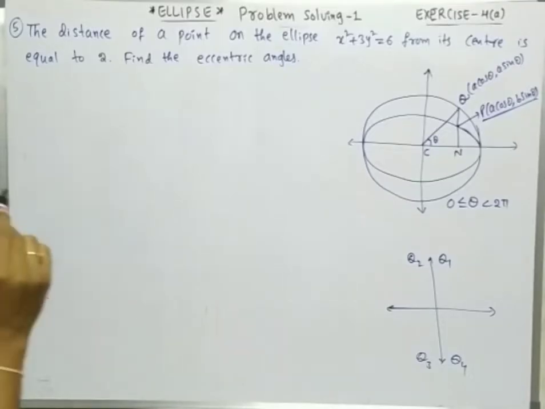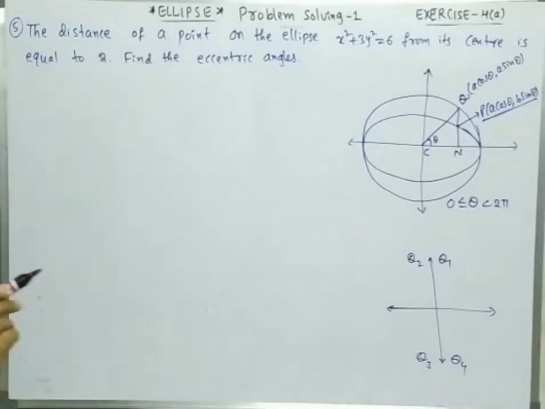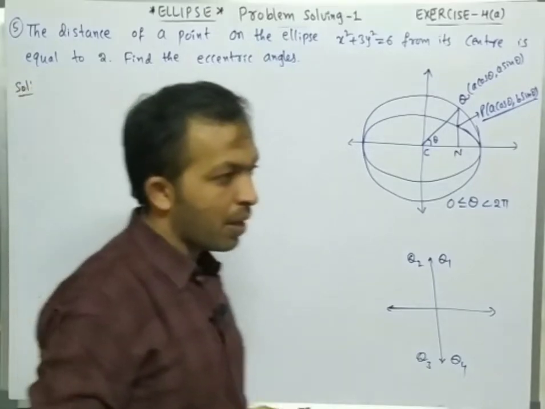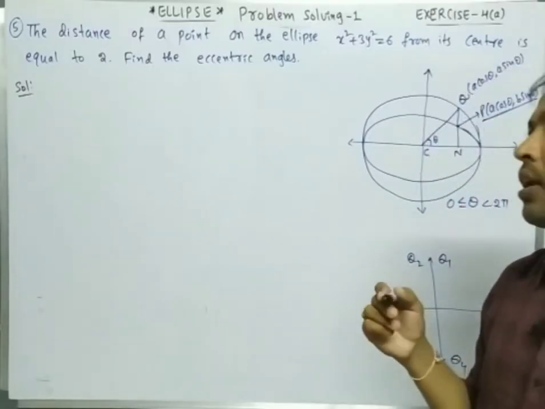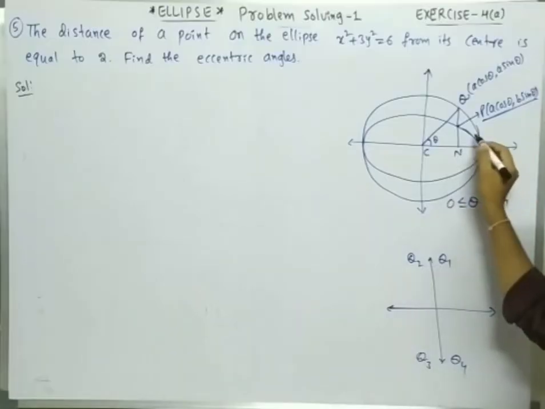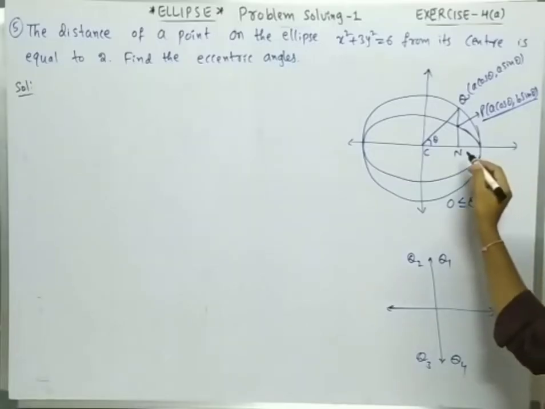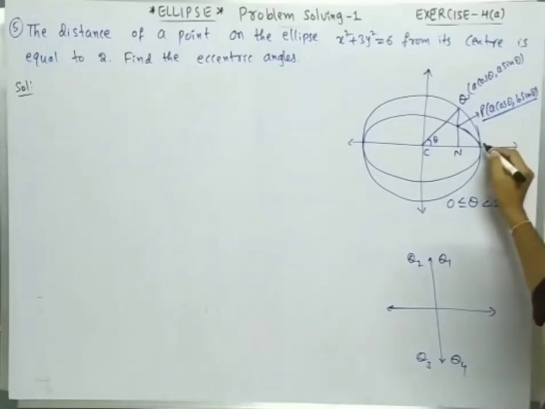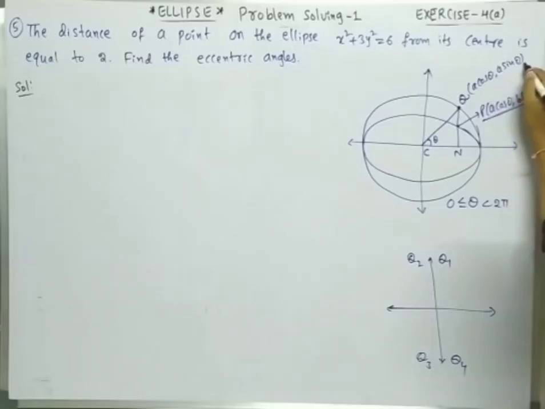Next, the distance of a point on the ellipse x square plus 3y square is equal to 6 from its center is equal to 2. Then find the eccentric angles. Okay, so what do you mean by eccentric angle? In video 1, I clearly explained about the eccentric angle. So here this is an ellipse, and this is the circle with the diameter as the major axis. Now here the parametric form of a point Q is a cos theta comma a sin theta in the circle.